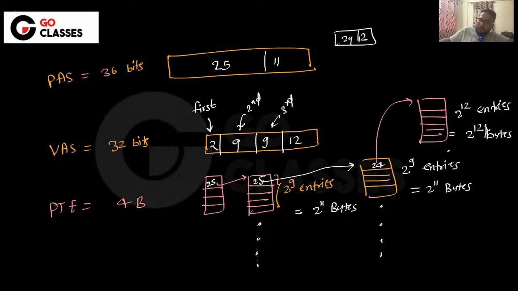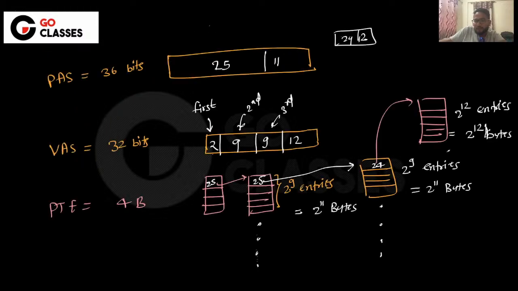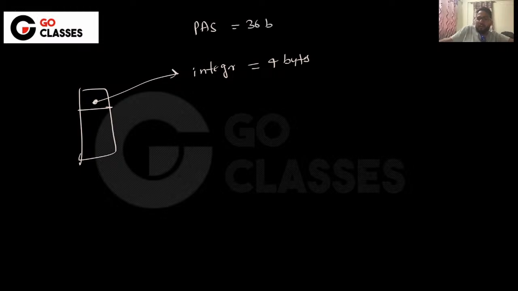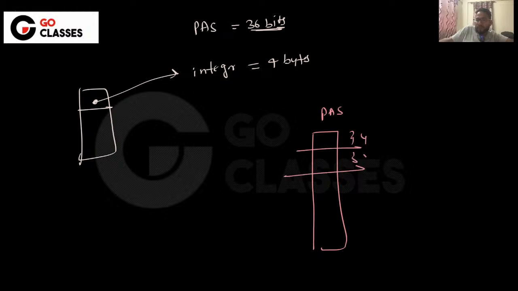If it is having 2 power 11 bytes, see, let's suppose I need to point to one integer of 4 bytes, then what is the number of bits I will be requiring? Let's suppose my physical address space is, again, 36 bits. If the integer is just requiring 4 bytes and this is the physical address space, then you will say you have divided the physical address space into 4-byte chunks, something like this.